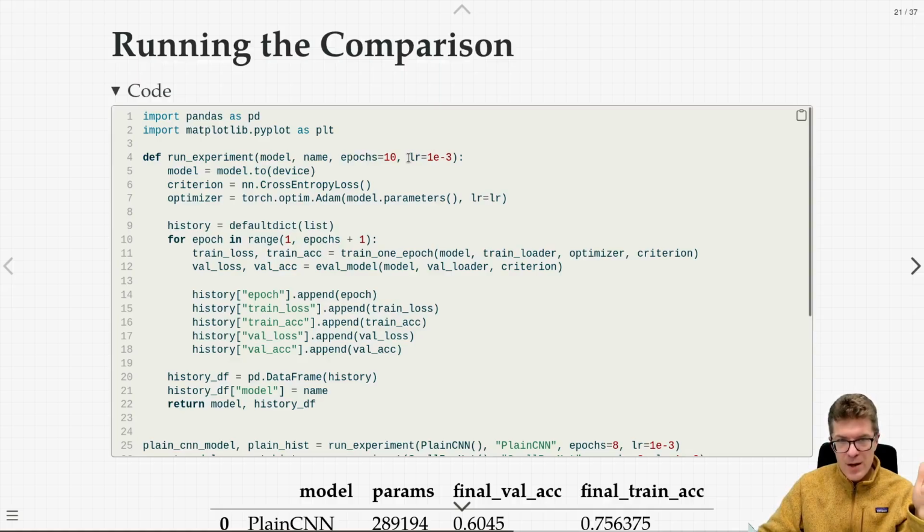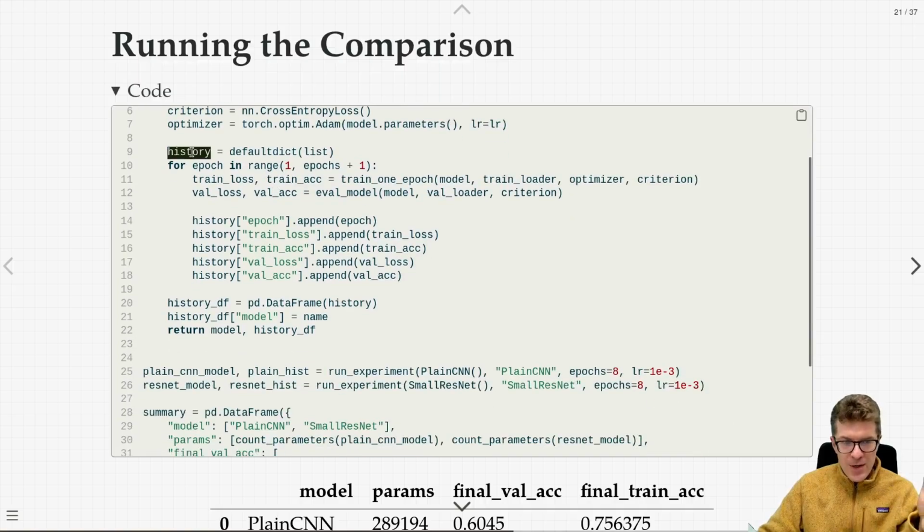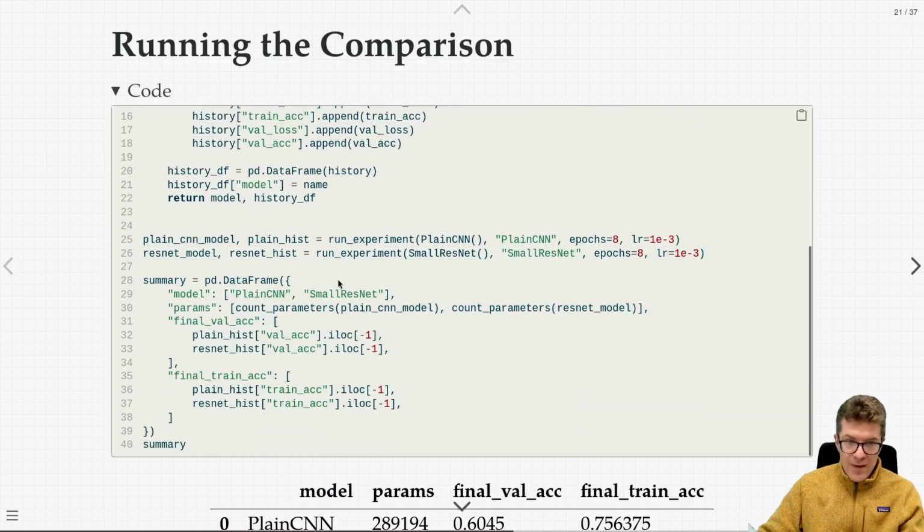I specify the number of epochs, specify my learning rate, push my model to my device, specify my criterion. This is a classification task, so I'm using my cross-entropy loss, which we defined previously. I'm going to use Adam, which I like quite a bit. It serves a lot of good purposes. Here's just my history, which I'm going to keep on updating as I go through the epochs. And then through my epochs, I'm going to train one epoch at a time and evaluate and store everything in my history, and then eventually return my model that's finished training and the history of training. So anyway, that's my definition for running an experiment.